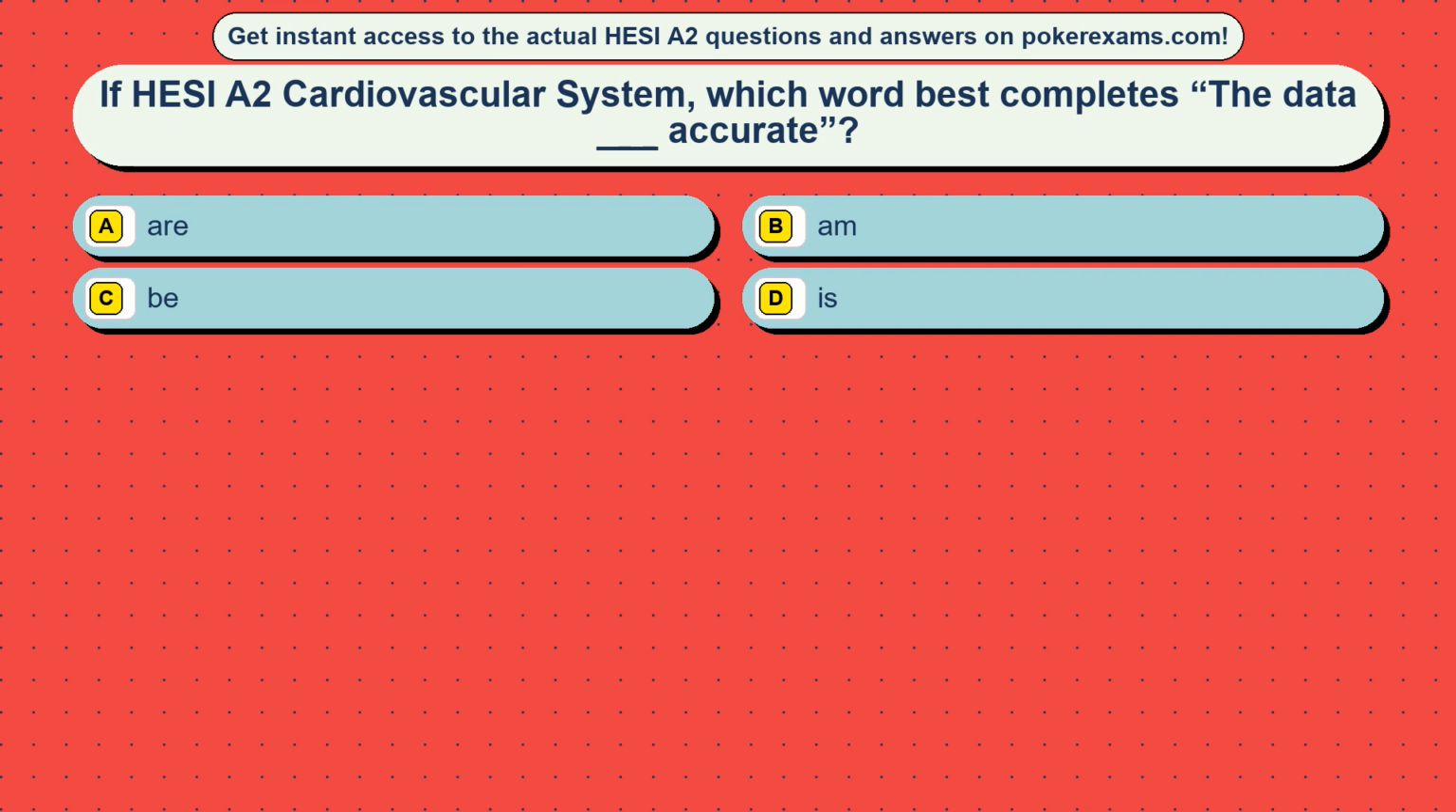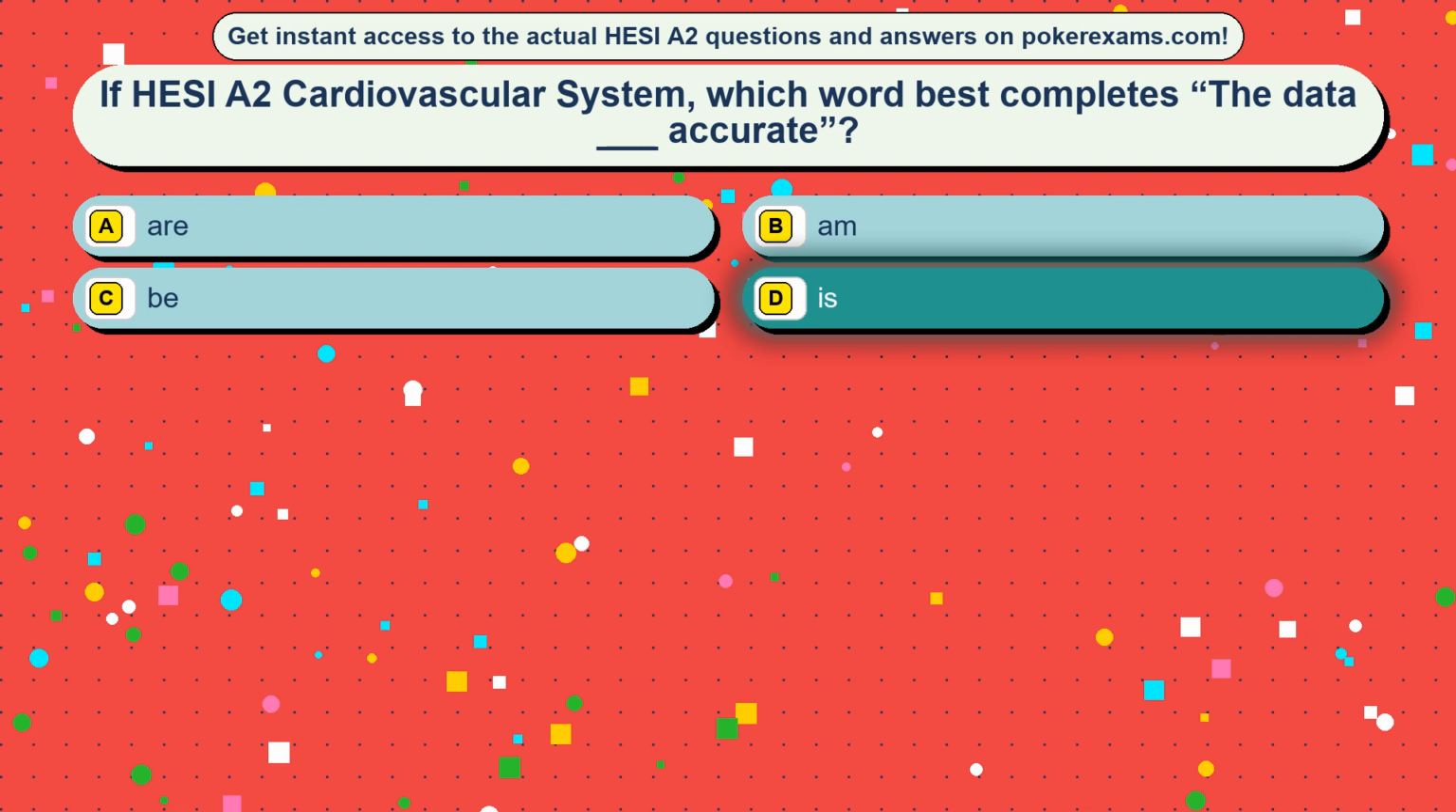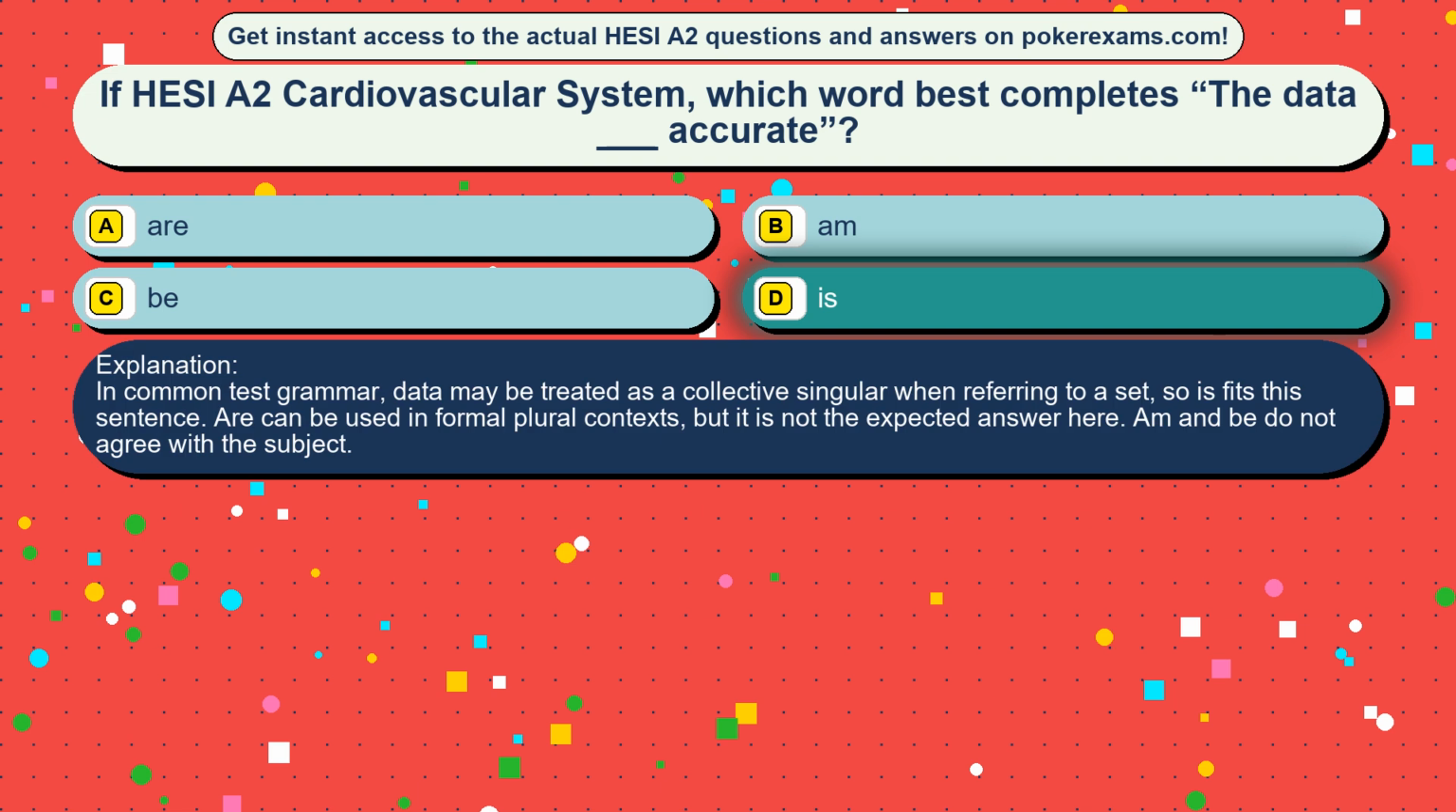Question 10. If HESI A2 cardiovascular system, which word best completes the sentence "the data ___ accurate"? Option A, are; option B, them; option C, be; option D, is. The correct answer is option D, is. In common test grammar, data may be treated as a collective singular when referring to a set, so is fits this sentence. Are can be used in formal plural contexts, but it is not the expected answer here. Options B and C do not agree with the subject.